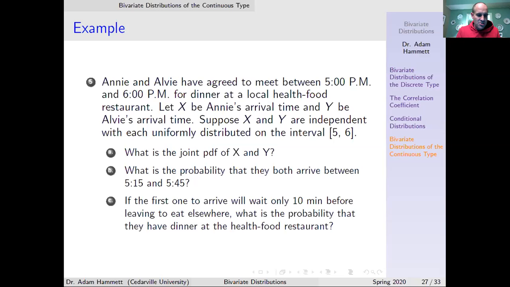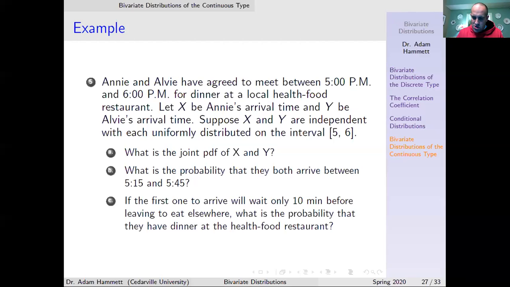So we want to answer a few questions here. One of them is, what is the joint PDF of X and Y? That's actually fairly easy. I'm going to write that right here in the slideshow itself, but the other ones I'm going to have to go into a whiteboard mode here and talk through. So let's look at this. Let me turn on my pen.